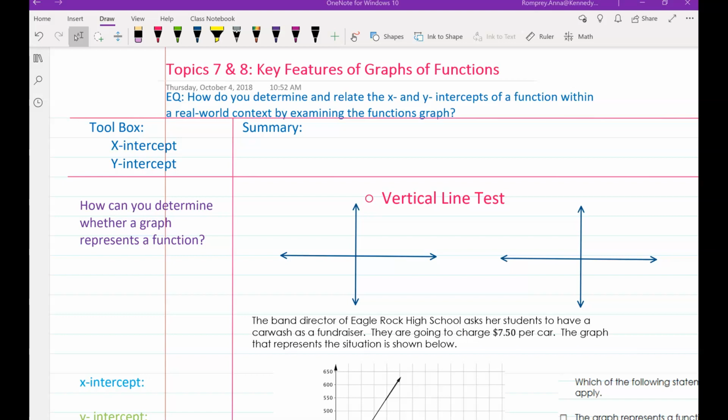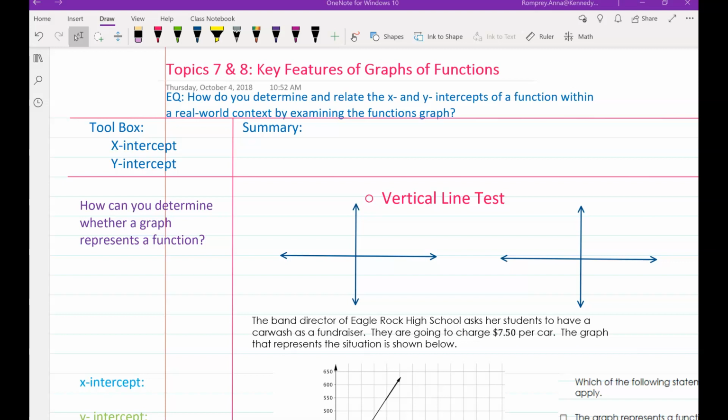Welcome back. So today we are going to look at key features of graphs. Now this I find really interesting. There's not a lot of arithmetic to do here, so you're really just analyzing and answering questions. That's mostly what we're going to be doing. So in our toolbox today, we've talked a little bit about x and y intercepts, so we're going to use those some more.